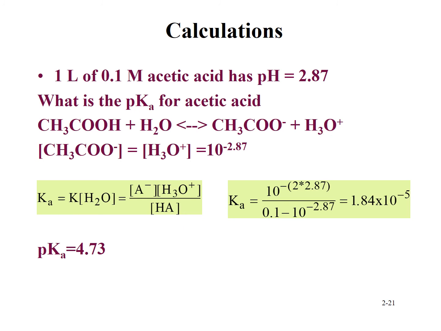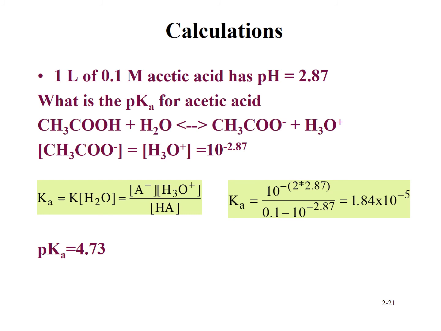If I look at this equation, I know that the amount of deprotonated acetate is equal to the amount of the hydronium. Both of these are equal to 10 to the minus pH, where the pH is 2.87. I can use my general equation for the Ka, which is equal to the deprotonated anion times the proton divided by the acid.